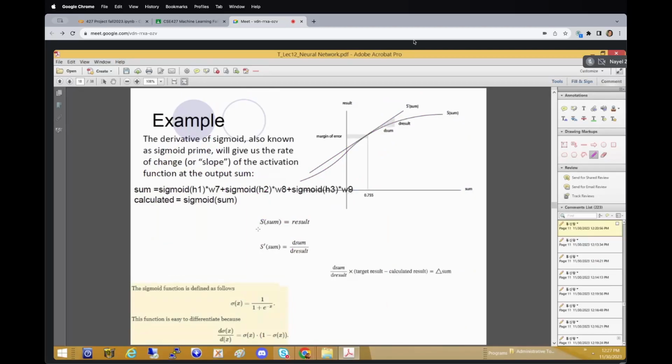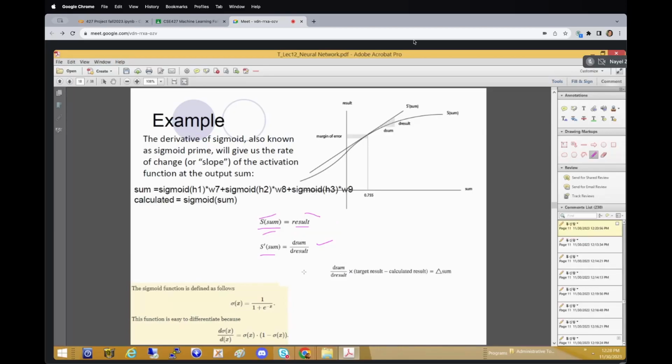We can see that the sigmoid of the output sum is the result. Now, if we take the derivative of this sum, that is the rate of change of our sum, it will change our results also. So if we take the derivative, here is the derivative of the sigmoid, and this is nothing but d sum by d result.